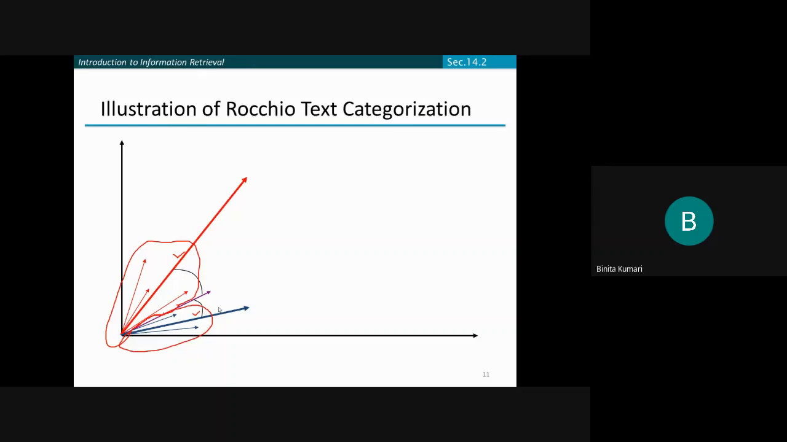Now, since the distance is less in this portion, this means that the new document has more similar features, or more similar words or terms, with the blue class as compared to the red class. Since there is more similarity between this test document and the blue class centroid or blue class documents, the new test document will now be assigned to the blue class. That is why here you can see the color is now changed to blue.